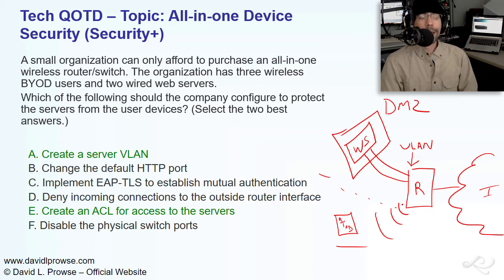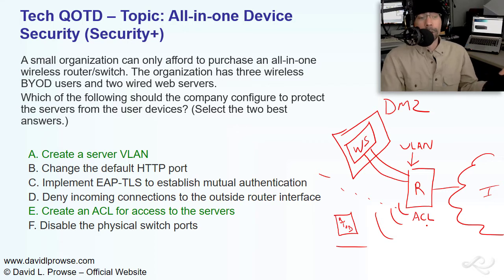And the other one was create an ACL for access to the servers. And you'd create that ACL on the router. Now, if you have a cheaper SOHO router, you're not going to be able to make an ACL, so that's not going to really work. But if you have something a little bit more advanced, a little bit more pricey, a little bit more enterprise, like a Cisco device, a basic Cisco device, you can write an ACL. And that's an access control list.